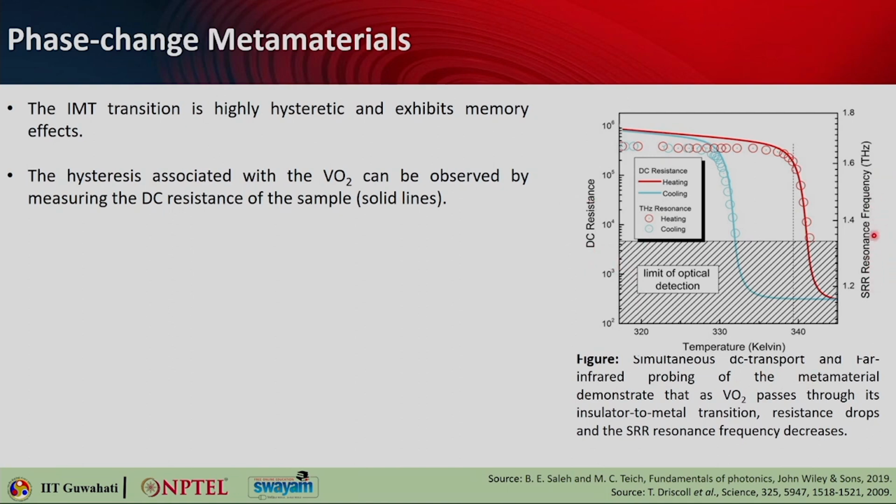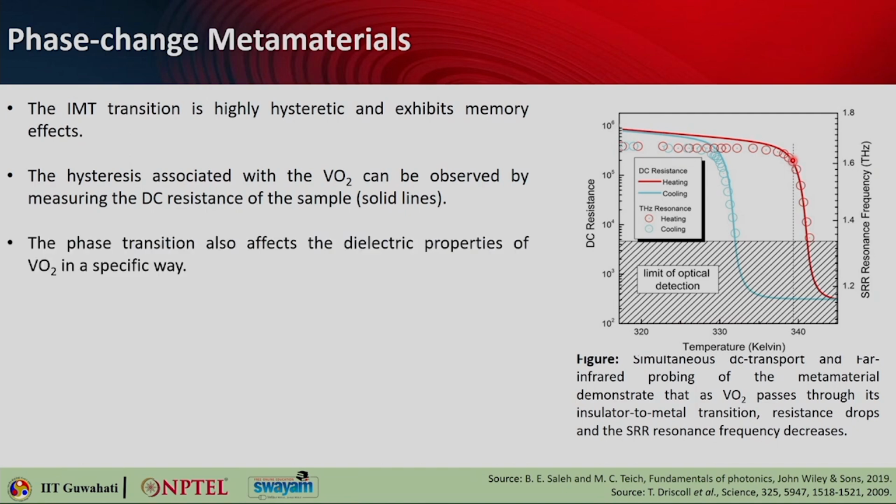So, this is also giving you the split ring resonator resonance frequency of a metamaterial, where VO2 has been used as a supporting material, and that goes through the phase transition. This is the axis where temperature is increasing. You can start like this and increase, and this particular vertical dashed line that you see here is basically the phase transition point, beyond which VO2 will change from insulator to metal.